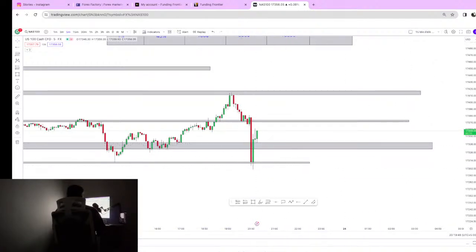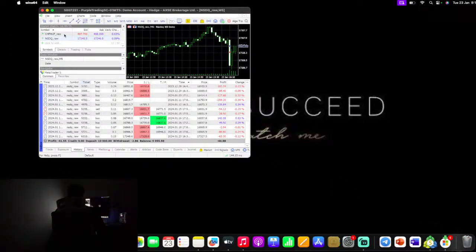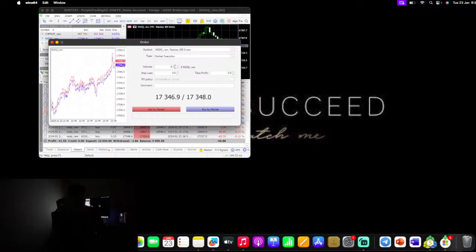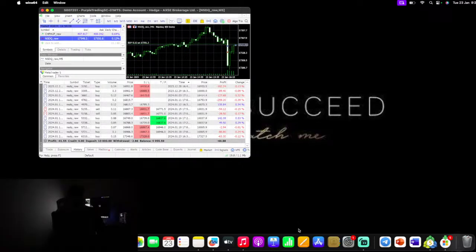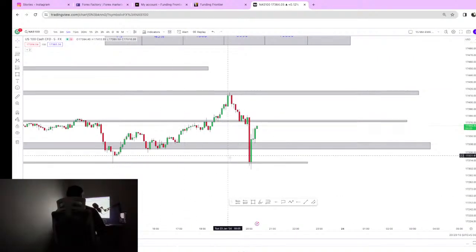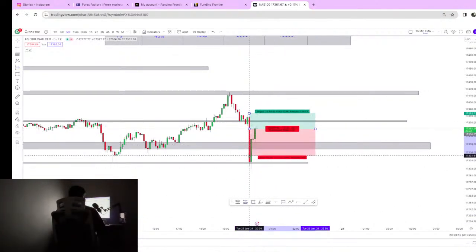So what I'll be doing is I'll open a position with this as a stop loss, and the same just $40-50 risk, 0.13. Let's open it by 0.13. Right, so I have opened this position. Let me explain to you why. I'll put the stop loss here.